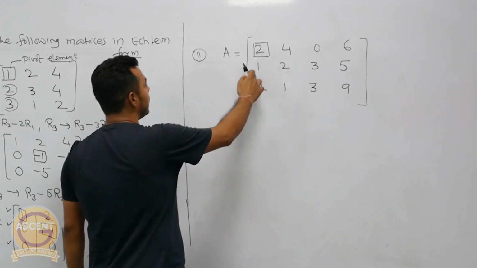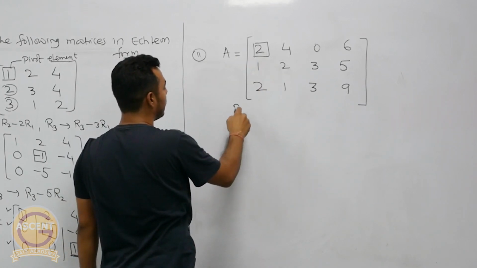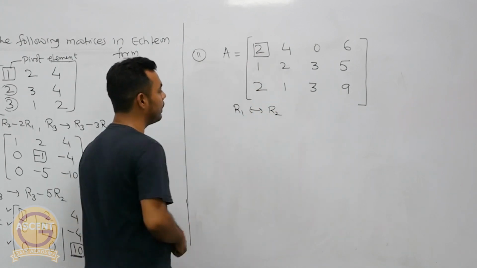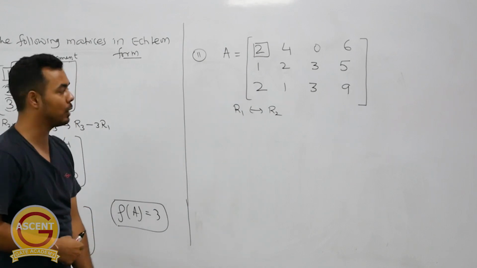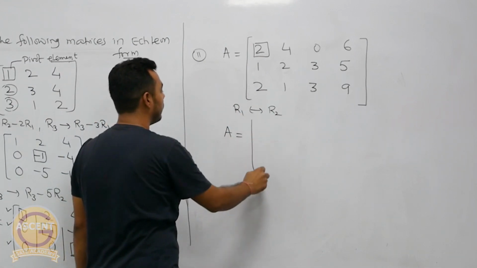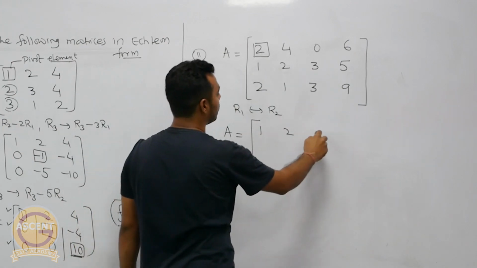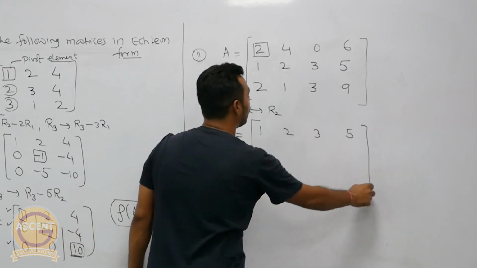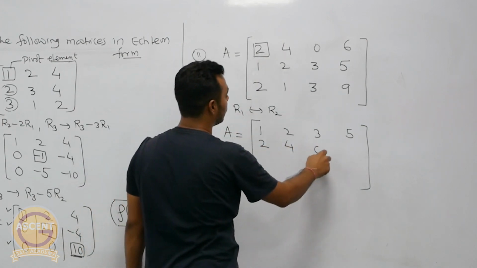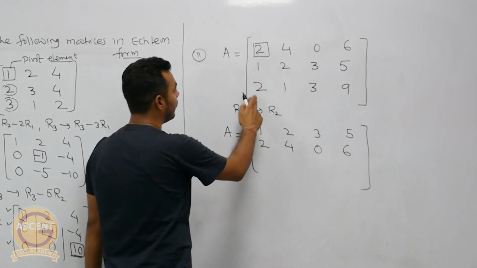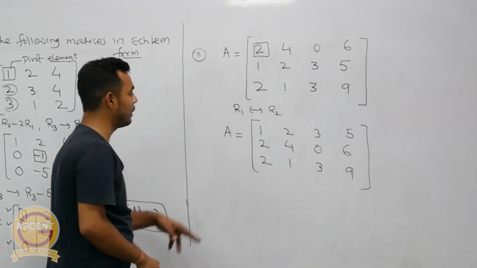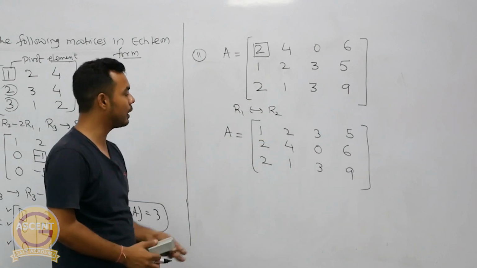So I can interchange these two rows. If I interchange R1 and R2, then I will get 1 as the pivot element, and this will reduce our calculation. So therefore I am going to write this matrix A as, my first row will be 1, 2, 3, 5. Now R2 becomes R1 and R1 becomes R2, so this will be 2, 4, 0, 6. And then the third row is the same, 2, 1, 3, 9. So this is our matrix A after interchanging R1 and R2.